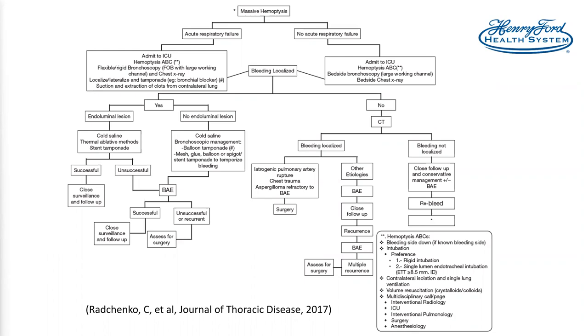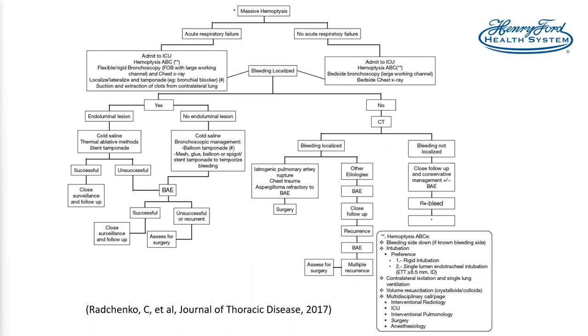But this is a very nice algorithm. So massive hemoptysis, and it can cause acute respiratory failure versus no acute respiratory failure. But you can see both of them are admitted to the ICU. And then they have the hemoptysis ABC, which is in that table: bleeding side down, intubation with a large lumen ET tube, contralateral isolation and single lung ventilation, volume resuscitation, and then the part where you call for help and get a multidisciplinary team: IR, IP, surgery, anesthesiology. So these are the hemoptysis ABCs. And what Dr. Diaz wanted me to focus on is that every single ICU doctor should be able to do them, should be able to handle the airway before calling for help.